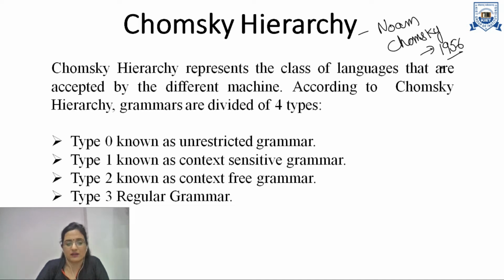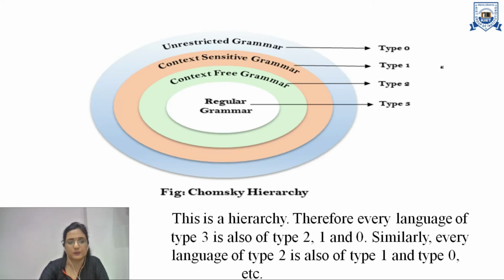According to Chomsky hierarchy, the grammars which are studied till now in theory of computations are divided into 4 types. First one is type 0 grammar, which is known as the unrestricted grammar. That means there are no restrictions on this grammar. Next type of grammar is known as the context sensitive grammar, which comes under the category of type 1. Next grammar is type 2 grammar, which is also known as the context free grammar. And at last, the concept of regular grammar is there, and the regular grammar is known as the type 3 grammar. So this is the hierarchy of Chomsky.